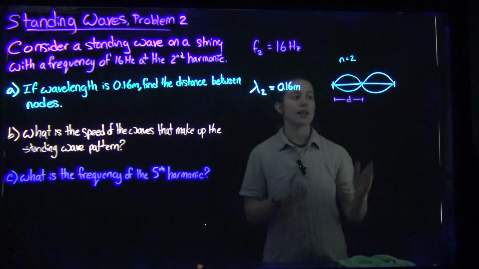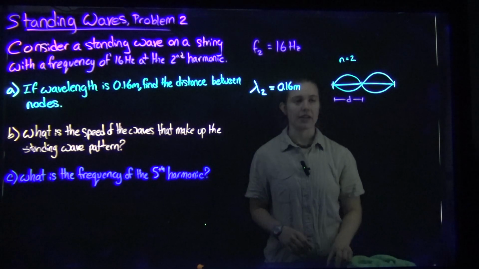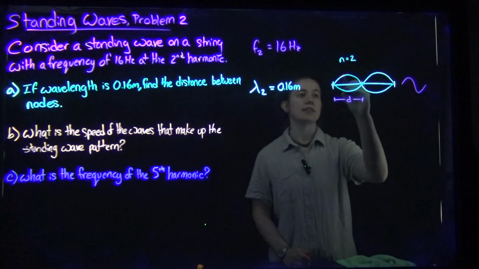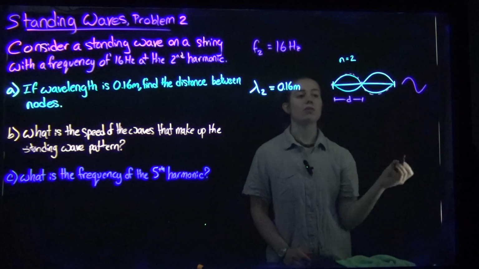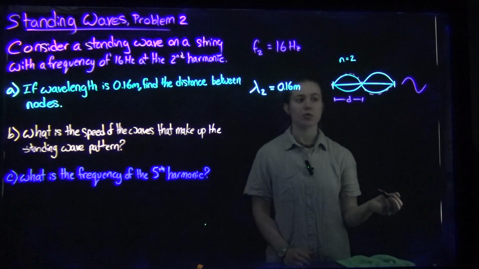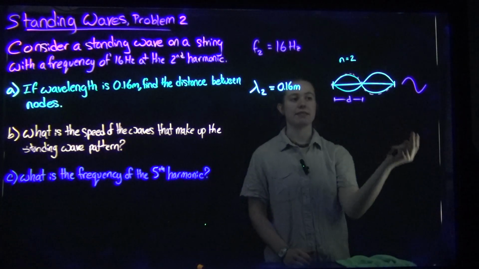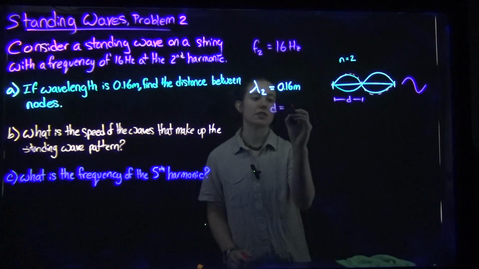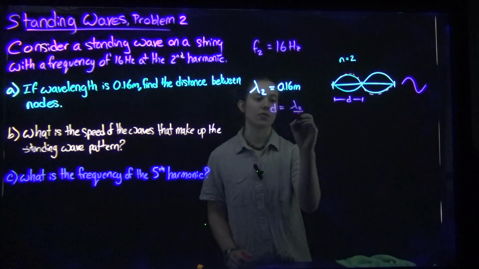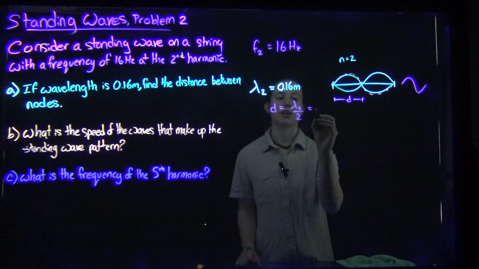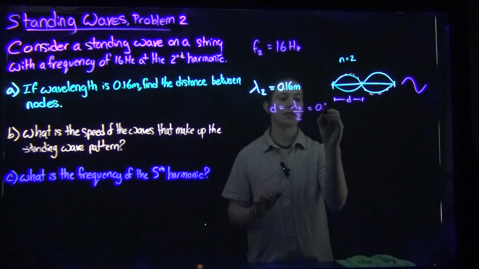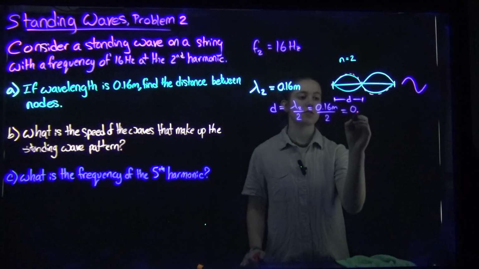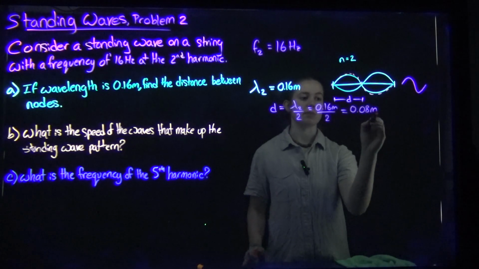So if you notice, this whole wave pattern is one wavelength, right? Our wavelength looks like this, and we have one full wavelength. So D is half of a wavelength. D equals lambda over 2. Let's just put in our wavelength right here, divided by 2, and we get 0.08 meters.